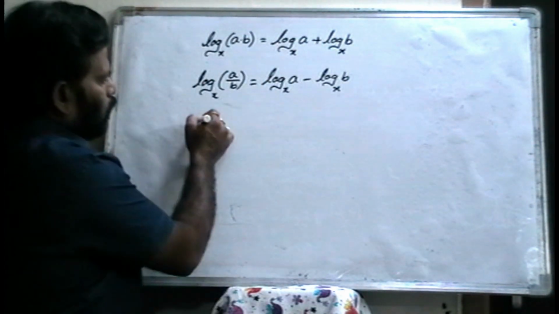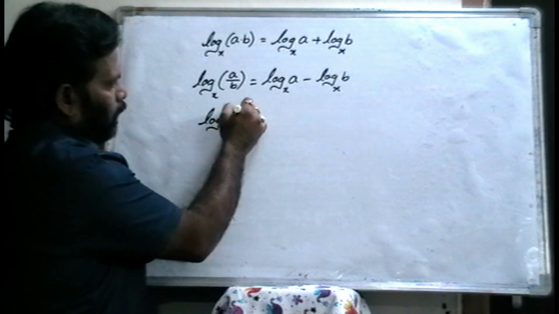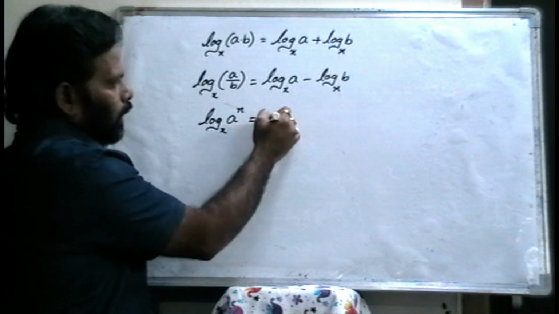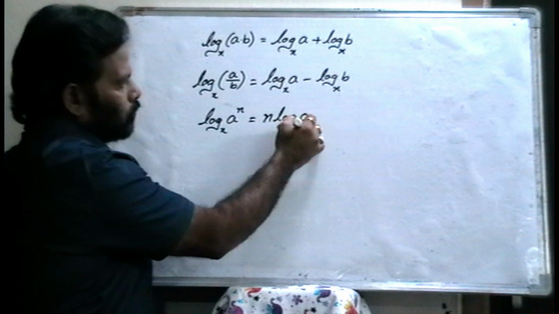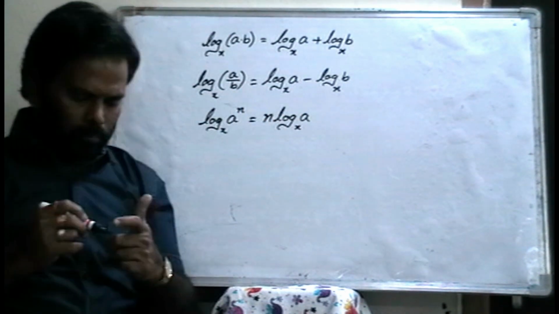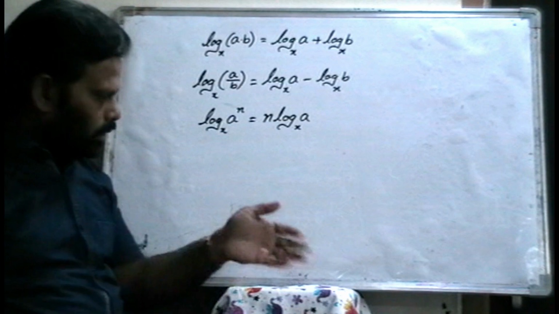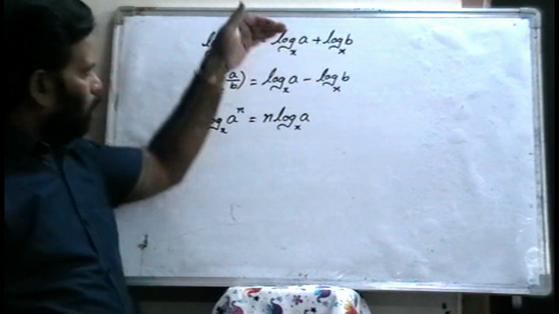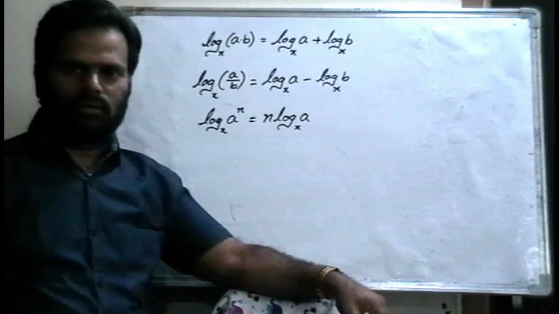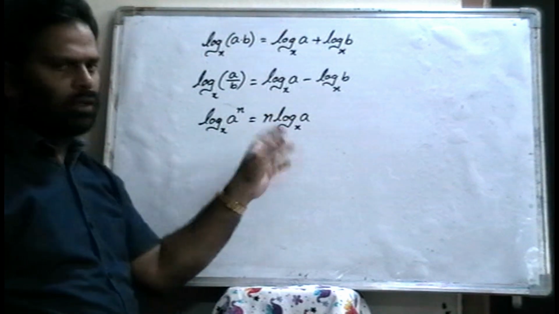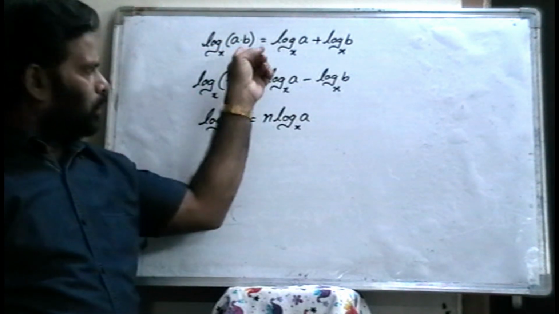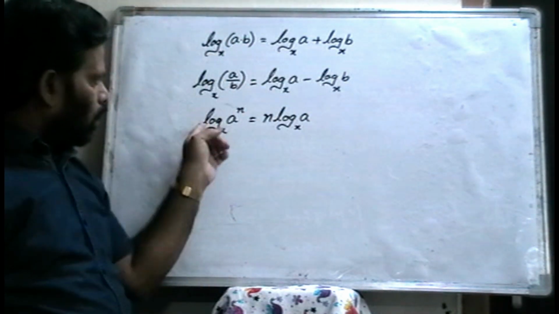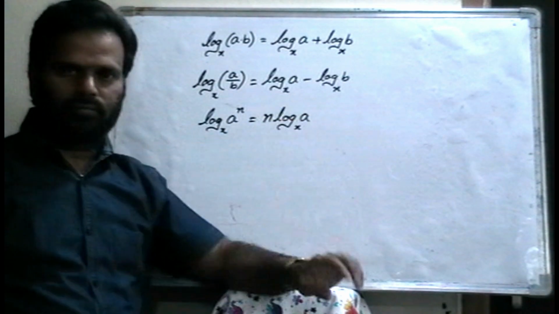And one more, log A to the power of n, we can write as n log A. So these are the three main important formulas. The complete chapter depends maximum on these formulas only. These three formulas are the basics of logarithms, because each and every sum depends on them. First, log A into B is equal to log A plus log B. Log A by B is equal to log A minus log B. And log A power n is equal to n log A.